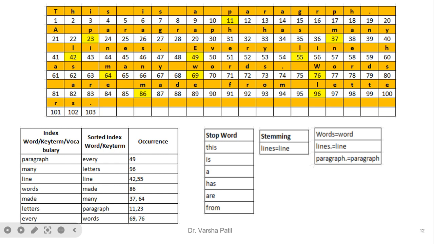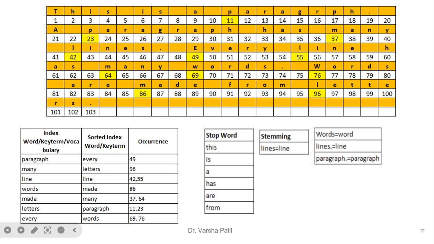Now we require to write down these words in dictionary order, that is nothing but sorted, so it is ascending sorted: every, letter, line, made, many, paragraph. Now we require to find out the occurrence, that is the byte offset. So the word every occurs at the 49 location, and letter occurs at the 96 location. In this way we are storing the vocabulary in sorted order along with their occurrences.